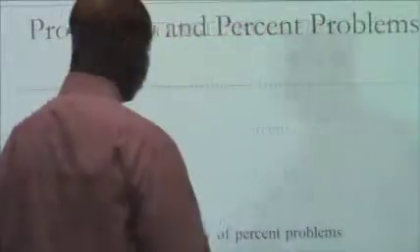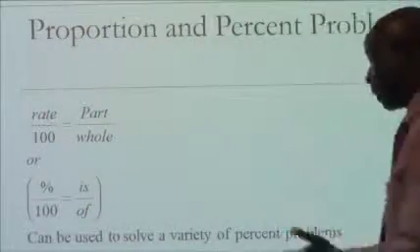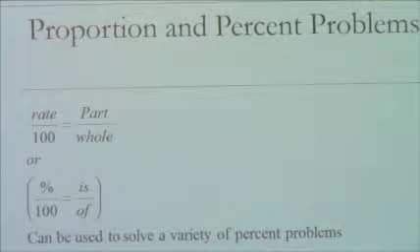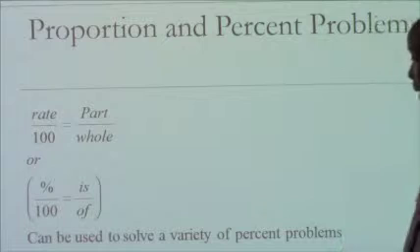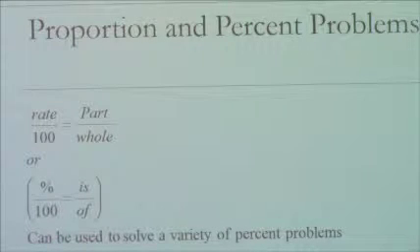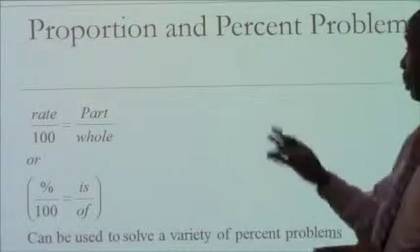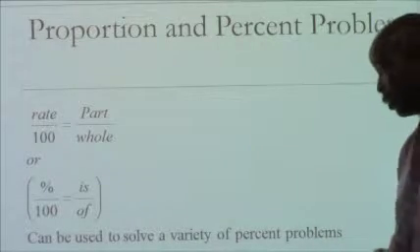Most percentage problems can be solved by using this simple proportion, which is the rate over 100, because percentage is based on 100, and then the part divided by the whole. You can also express that as percent over 100, and then is over of. If you do some problems, we'll show you the connection between them. Most problems involving percentages can be solved using this proportion.